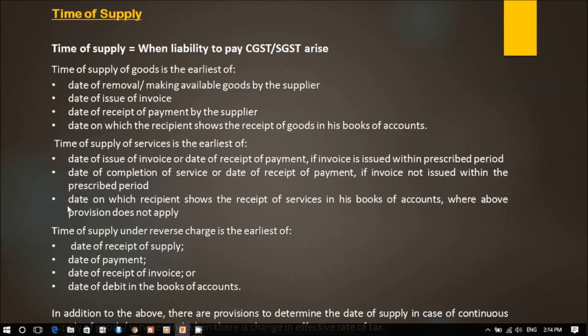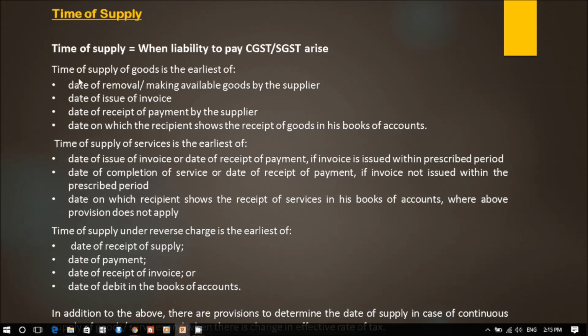And now the third condition, which was not in the service tax, but now it's in the GST. The date on which the recipient shows the receipt of the service in his books of accounts, where the above provision does not apply. In the exceptional case where these two provisions cannot be applied, then this would be applied.